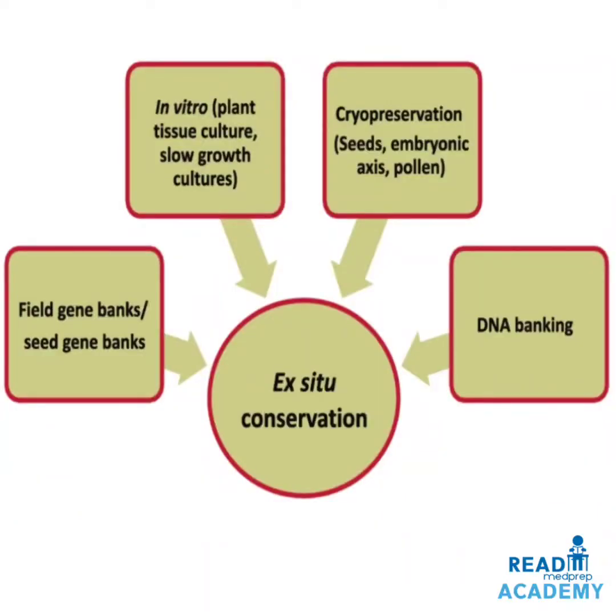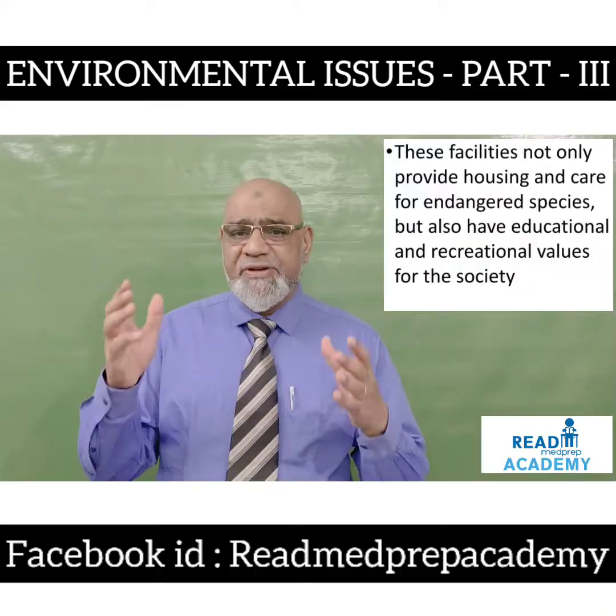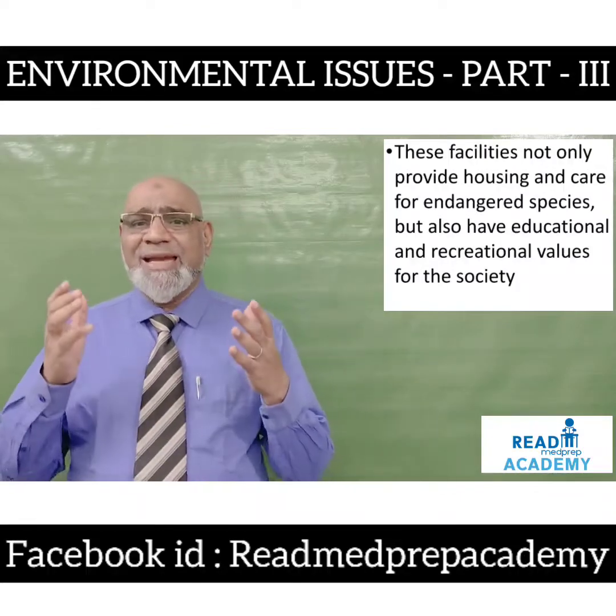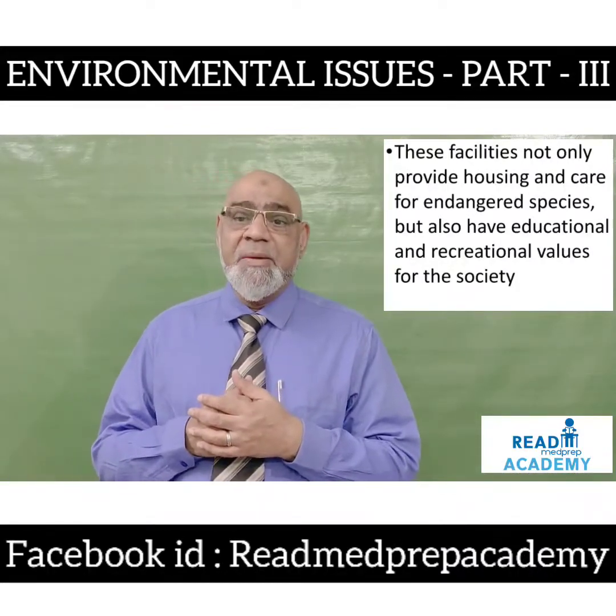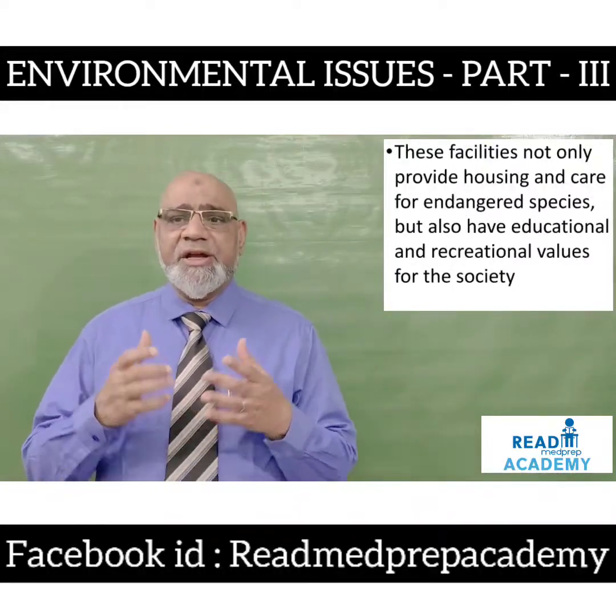In this image, you can see that the ex situ conservation is done by field gene banks or seed gene banks, in vitro plant tissue culture, where the growth of the plant is done in a slow manner, cryopreservation, where the seeds, the embryonic axis, and the pollen are cryopreserved, and the DNA banking. These facilities not only provide housing and care for the endangered species, but also have educational and recreational values for the society.